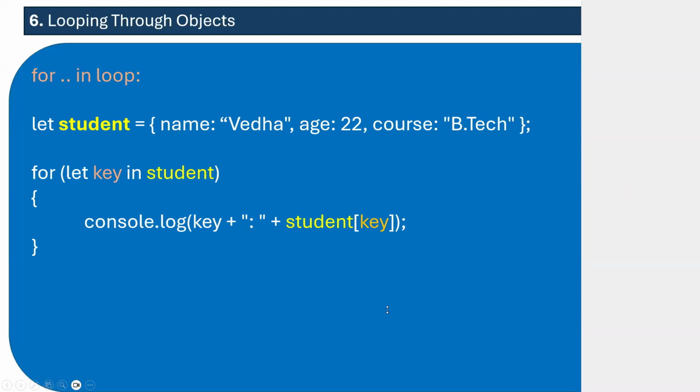Next key is age, value is 22. Next key is course, next value is BTech. Understood how it comes? Got it.